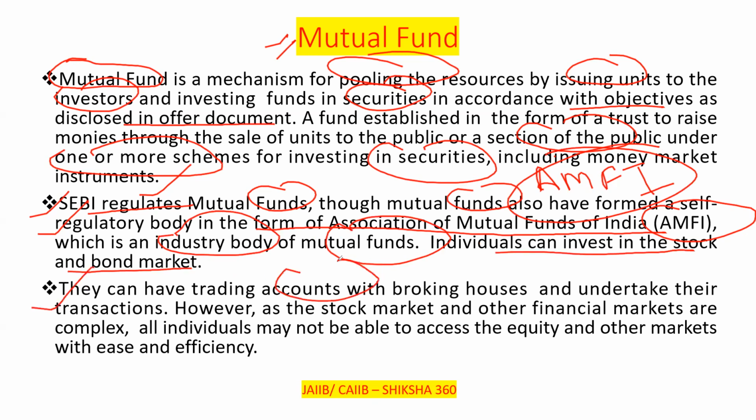They can have trading accounts with the broking houses. There are many different broking houses and they undertake their transactions. However, as the stock market and other financial markets are complex, all individuals may not be able to access the equity and other markets with ease and efficiency. Okay, what is the meaning of that?